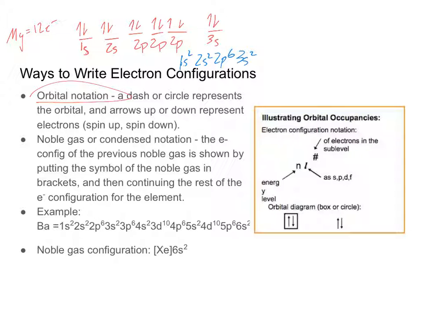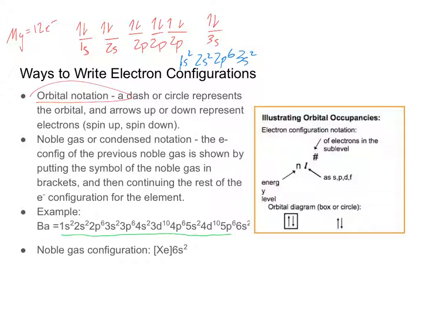Now, the noble gas notation is the condensed notation by which we look at the periodic table and see where the noble gases are located, in front of the element that we're trying to deal with. So here's an example for you. I have barium, which is 1s2, 2s2, 2p6, 3s2, 3p6, 4s2, 3d10, 4p6, 5s2, 4d10, 5p6.